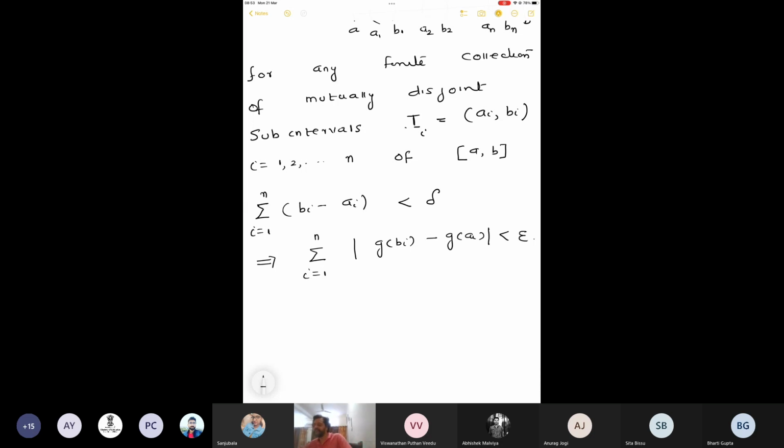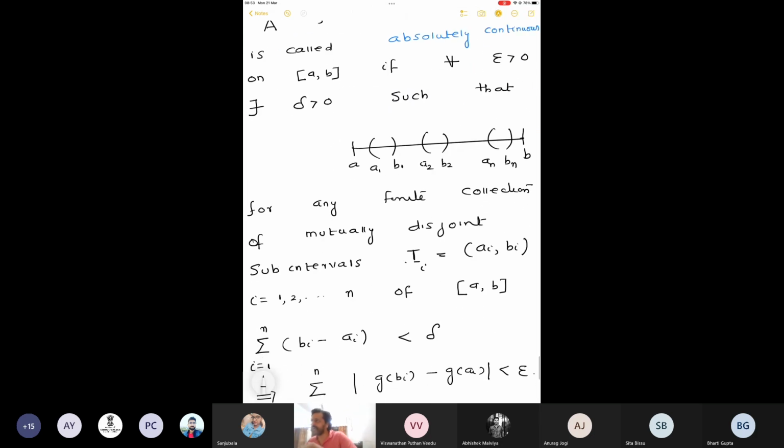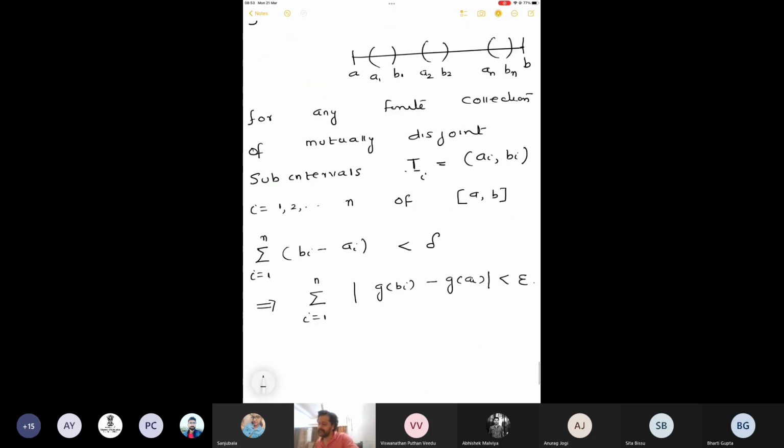So this is the definition of absolute continuity. Given epsilon, you can find a delta such that for any collection of subintervals inside AB having total length less than delta, you have summation i equal to 1 to n modulus of g of b_i minus g of a_i is less than epsilon. Okay, so this is the definition.